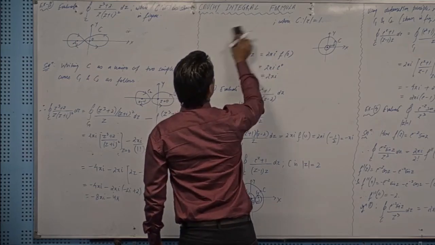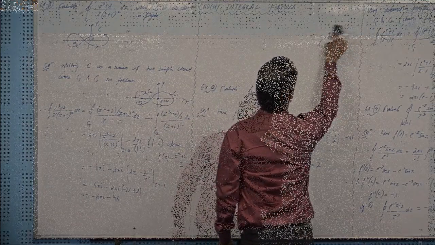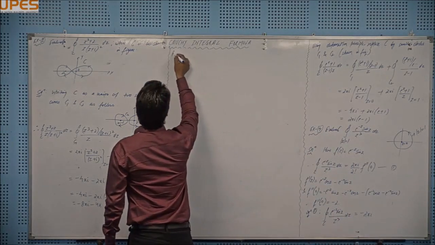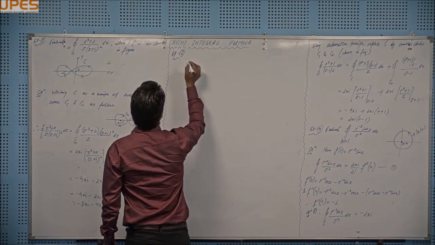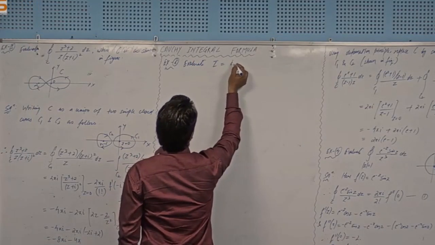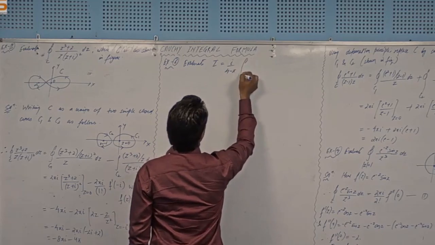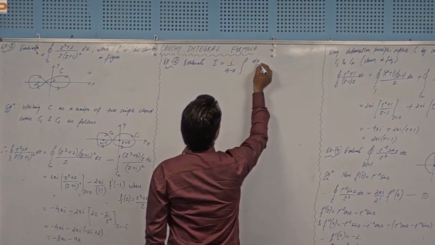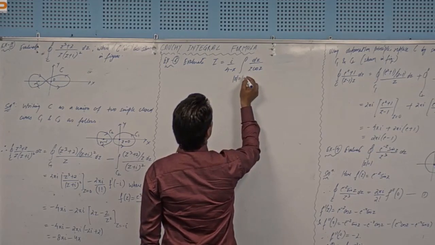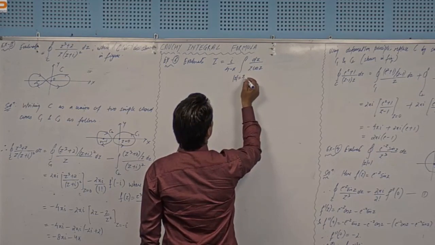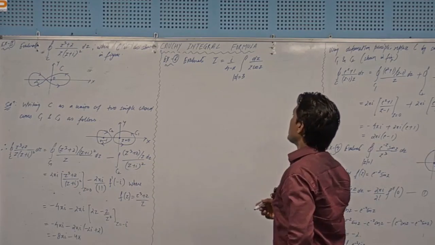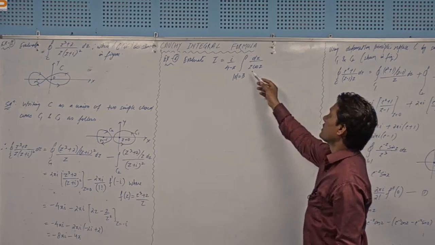Okay, taking another example, maybe the last one, in which identifying the numerator function fz is not easy. Example number 6: evaluate capital I equal to iota upon 4 minus pi integral dz over z cos z, and let me take mod z equal to 3. So mod z equal to 3 is the circle, and you see dz over z cos z.